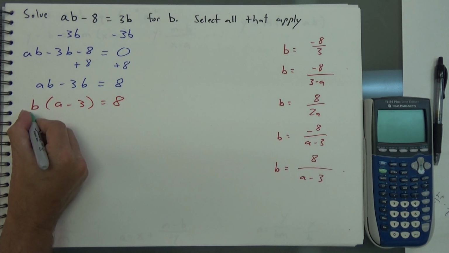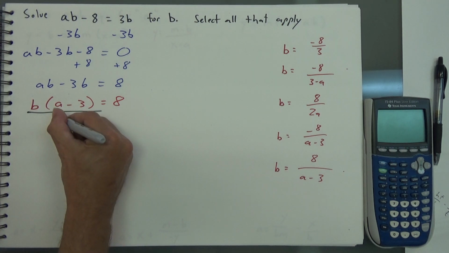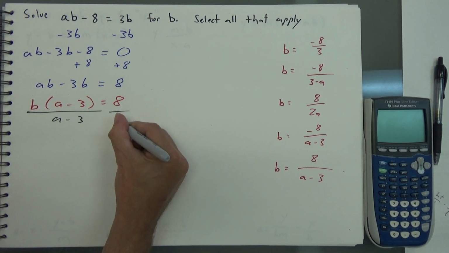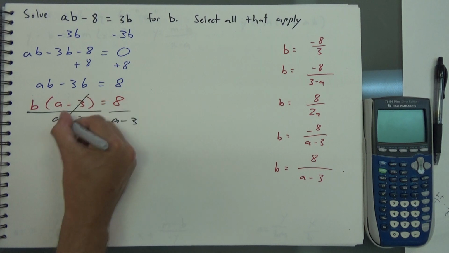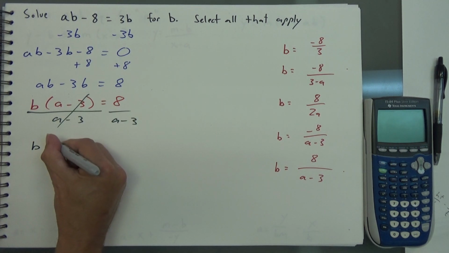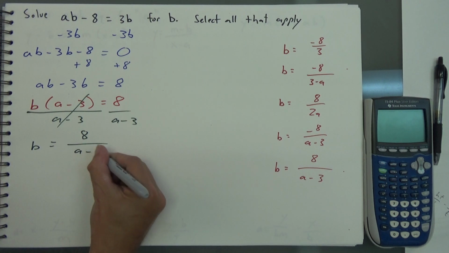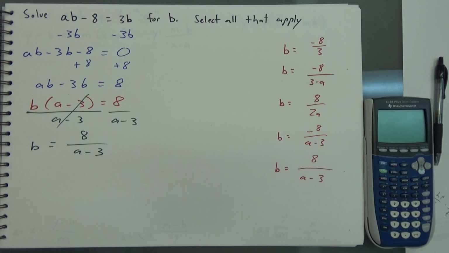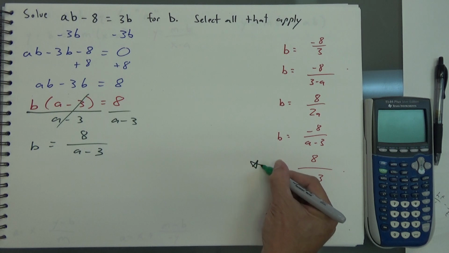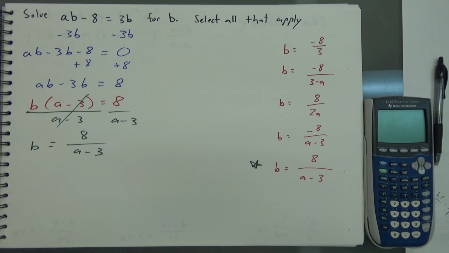We're going to divide both sides by A minus 3. We'll cancel here. B is isolated: 8 over A minus 3. So I suspect you'll be doing this on a computer and picking, right? So one of them we have this. So we know that's one of them.